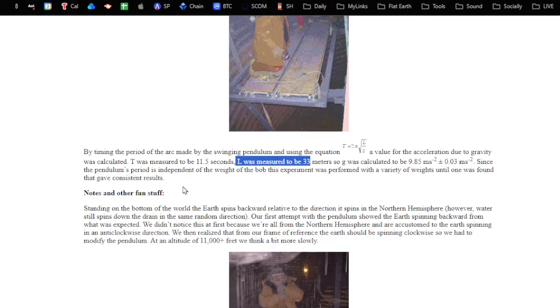Since the pendulum's period is independent of the weight of the bob, the experiment was performed with a variety of weights until one was found that gave consistent results. Can you believe this? What? Since the pendulum's period is independent of the weight of the bob, it doesn't matter the weight of the bob, the pendulum should do the same thing. So the experiment was performed with a variety of weights until one was found that gave the right results. This is how science is done, ladies and gentlemen. Look at these jokers who will tell you everything that we've ever seen too far isn't too far.